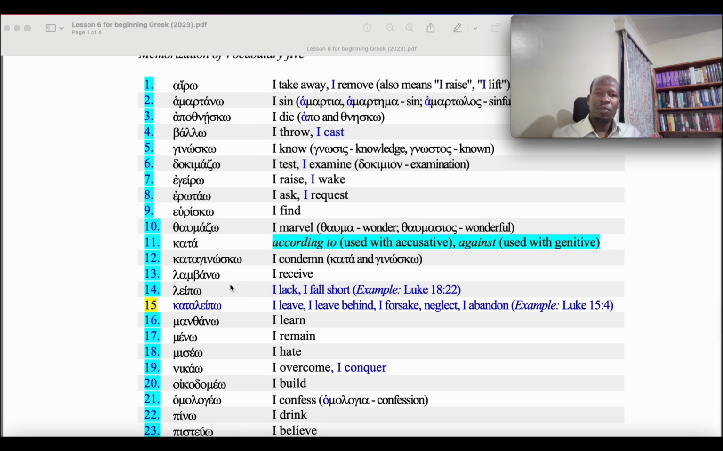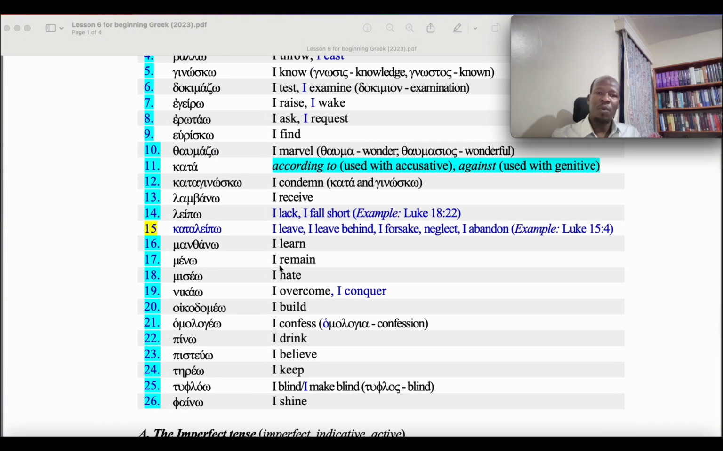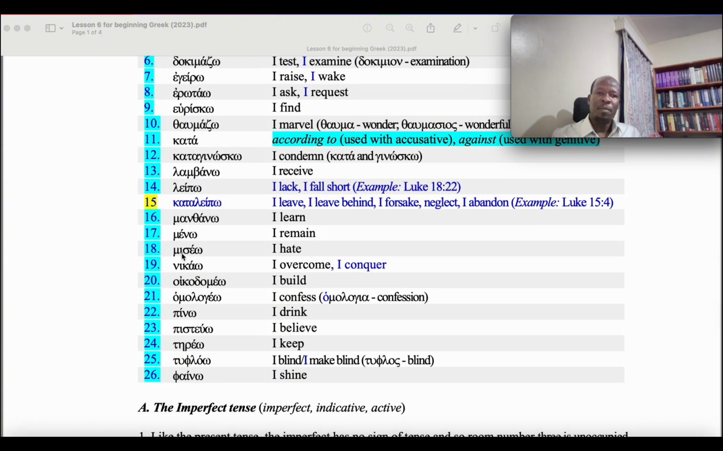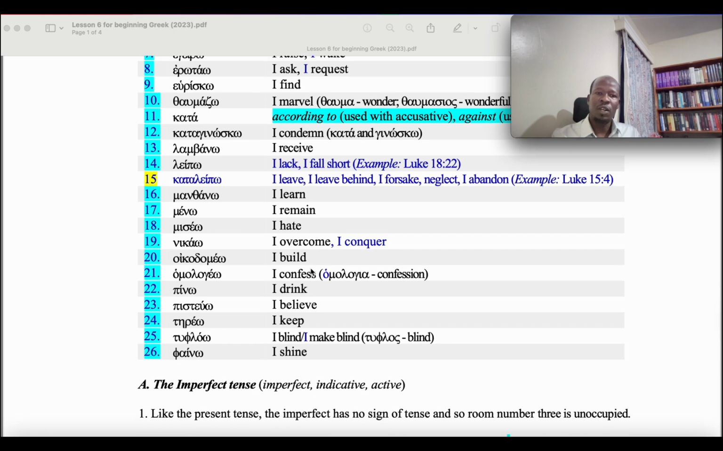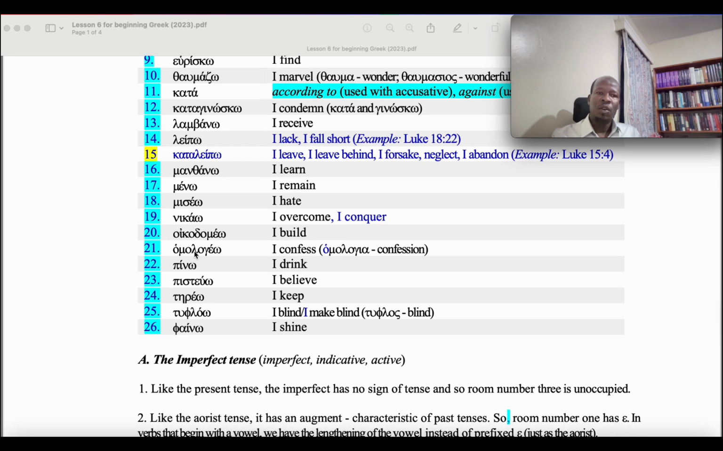You also have here lambano, I receive. Leipo, I lack. Kataleipo, I leave. Manthano, I learn. Meno, I remain. Miseo, I hate. Nikao, I overcome. Oikodomeo, I build. Homologeo, I confess. Homologia, confession.